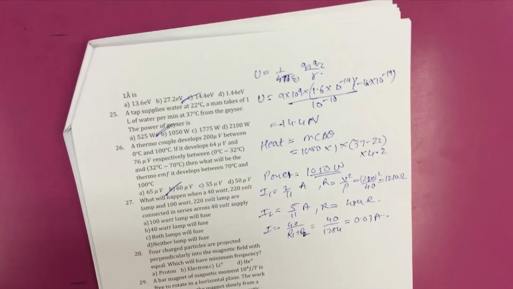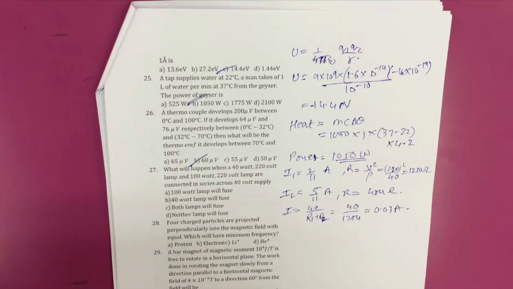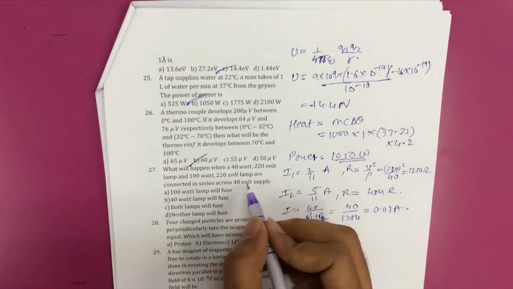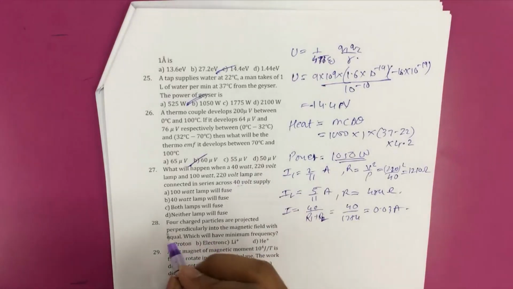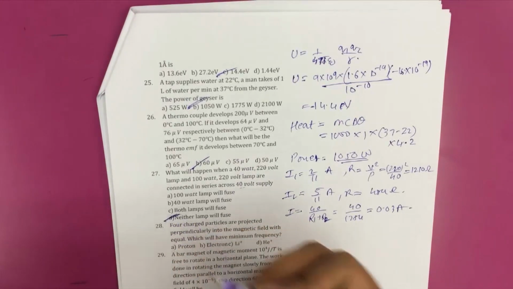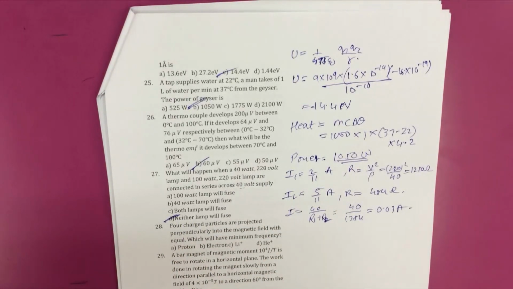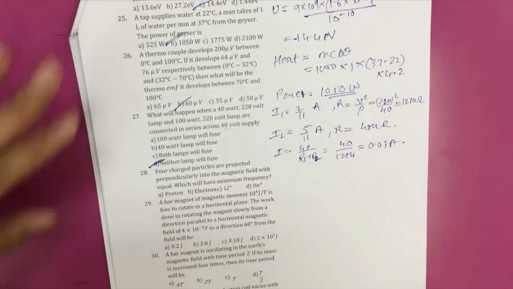Another way of answering this question, and a shorter way, is that if the voltage applied is less than the voltage rating of the bulb, it will never fuse. That is, this voltage that is applied, 40 volt, is less than these voltages. That is why the bulb will never fuse. So option D would be the correct answer. Neither lamp will fuse.